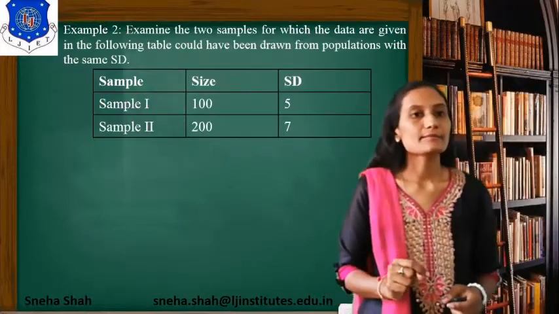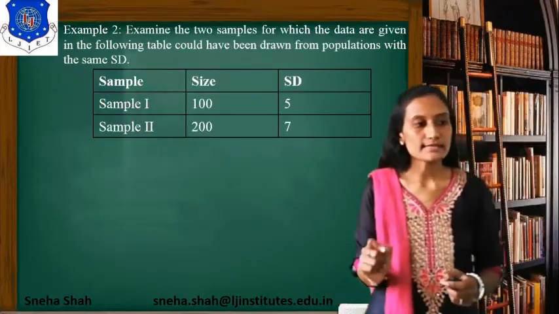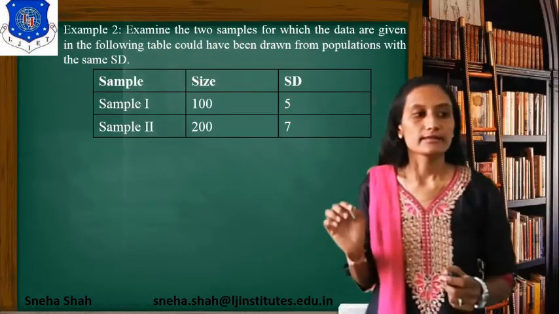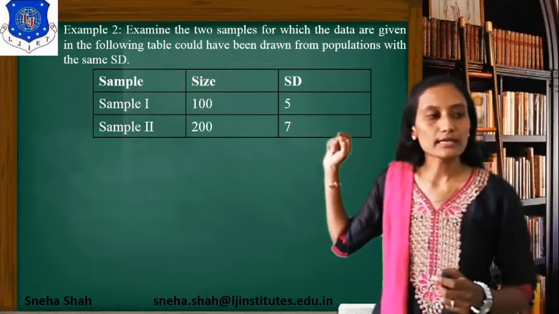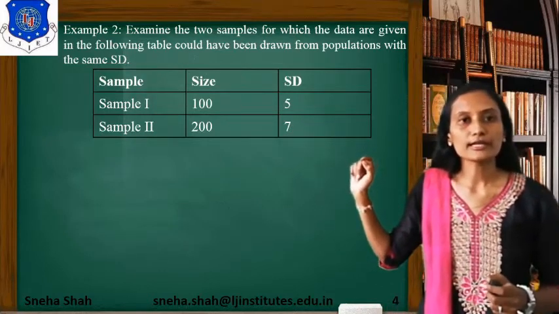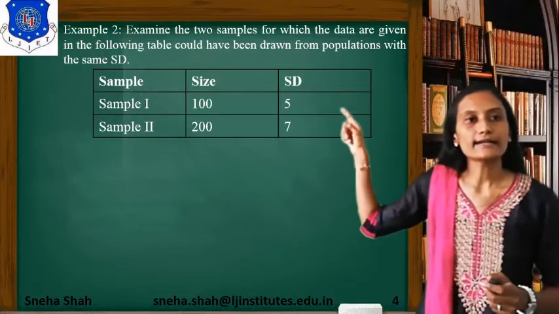Now the next example is: examine whether the two samples for which the data are given in the following table could have been drawn from populations with the same standard deviation.